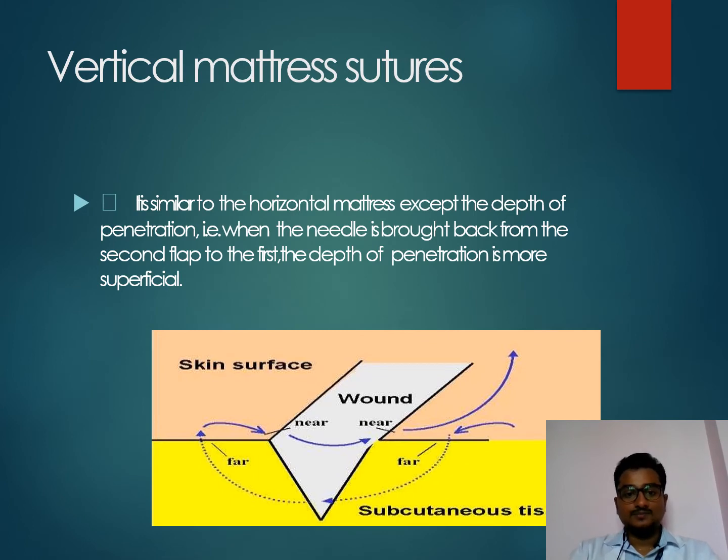Vertical matrix suture. It is similar to the horizontal matrix suture except for the depth of penetration. Therefore, when the needle is brought back from the second flap to the first flap, the depth of penetration is more superficial.